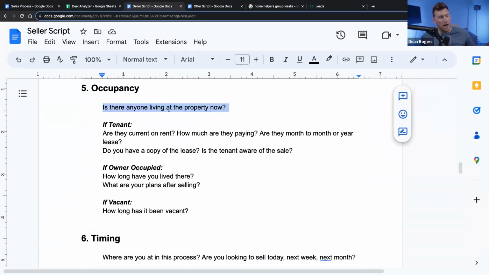I know when we sell a property, disposition it for wholesaling, the ease of selling that property comes down to the occupancy. Some of our buyers only want it vacant. A good majority of our buyers will take it either way, but they might want a price discount. And then there's some that don't care at all. Okay. So you got to know that answer.